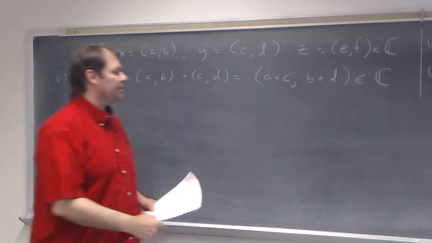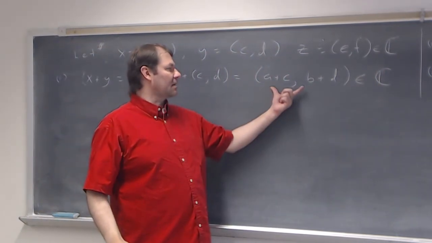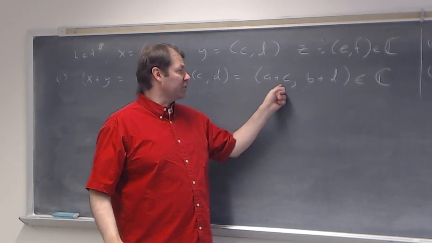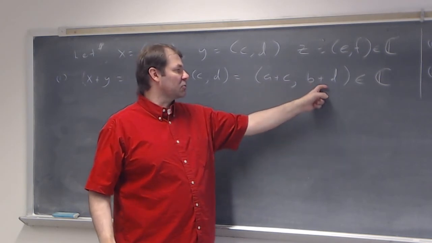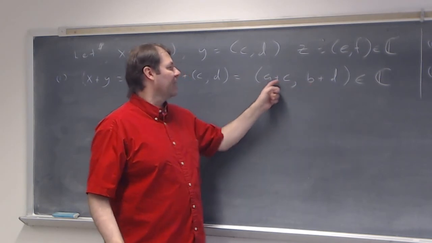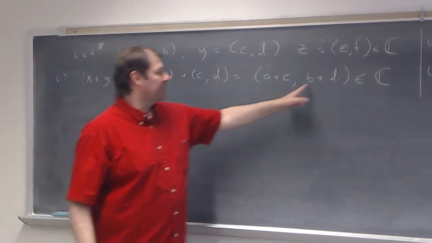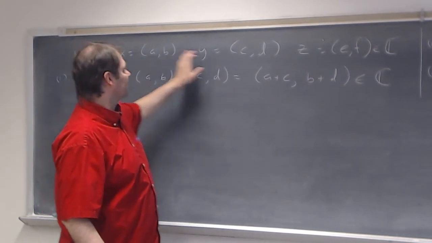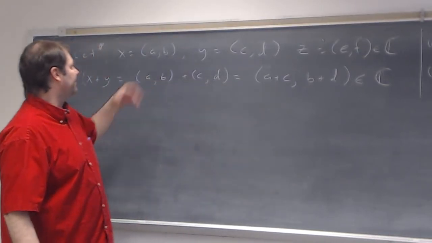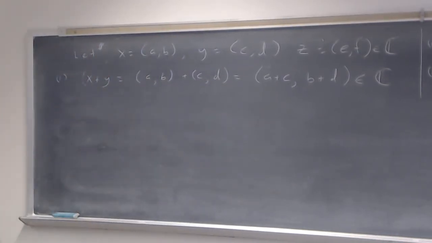And the reason it's a complex number is what it takes to be a complex number is your ordered pair, where the first coordinate is a real number and the second coordinate is a real number. And a plus c is a real number because a is a real number and c is a real number. And b plus d is a real number because b is a real number and d is a real number, by the definitions of x, y being complex numbers. So that's the first thing that's satisfied.